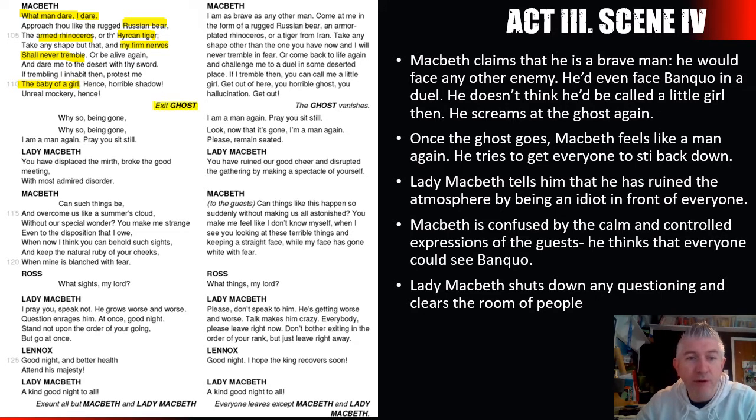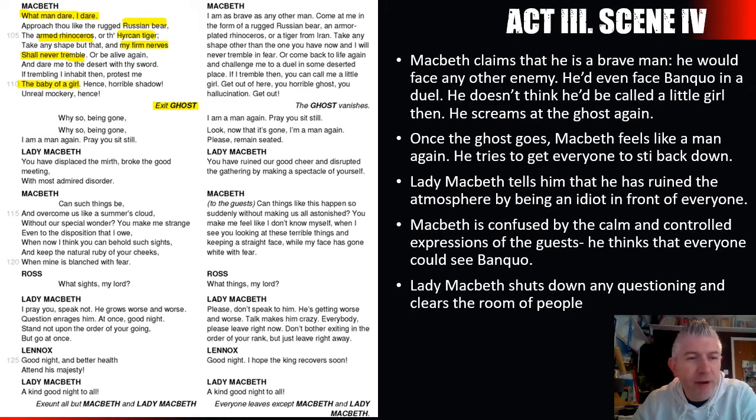The ghost goes, "Why so, being gone? I am a man again. Pray you sit still." So it's almost like the people at the table keep standing up, thinking, should we go? Being told to sit down, then they stand up again, then they're told to sit down. It's an element of comedy in this scene, as Macbeth is going through this kind of trauma.